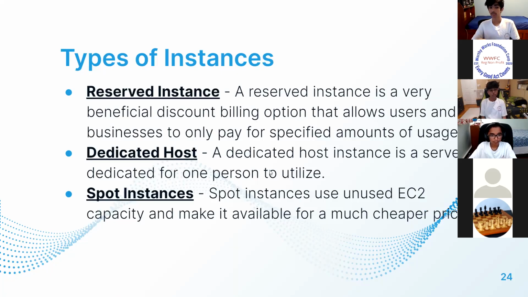So there are three main types of instances. The first is a reserved instance, and this is a beneficial discount billing option that allows users and businesses to only pay for specified amounts of usage. So if you know how much data you're going to use and how many services you're going to use, you probably want to go for a reserved instance because you're only going to pay for what you're going to use.